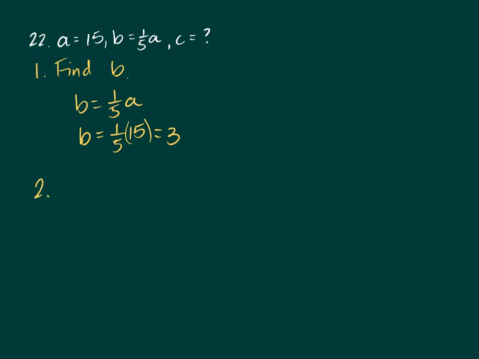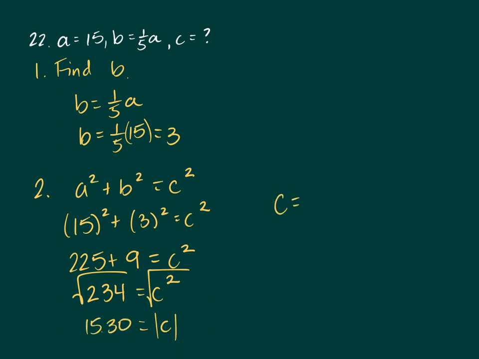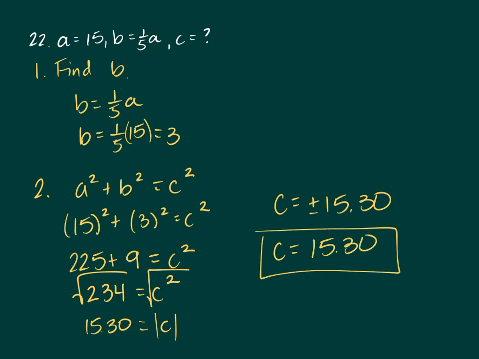And now we're going to solve Pythagorean's theorem for C. So we've got A squared plus B squared equals C squared. 15 squared plus 3 squared is equal to C squared. 225 plus 9 is equal to C squared. This is 234 is equal to C squared. Once we take the square root of both sides, the absolute value of C is equal to 15.30. C must then be plus or minus 15.30. Since we're dealing with lengths though, C can only be positive, so C is 15.30.